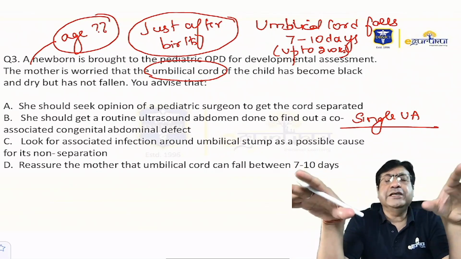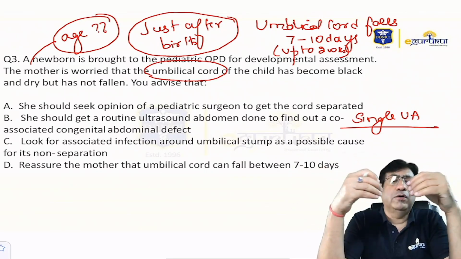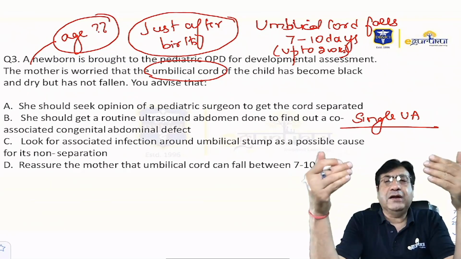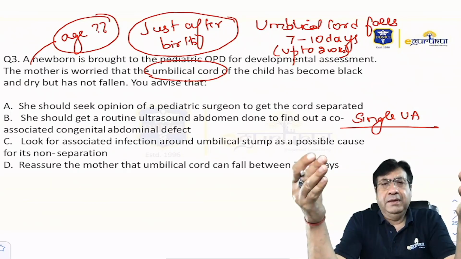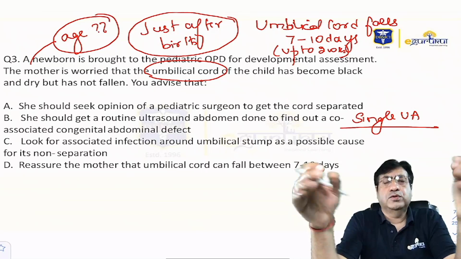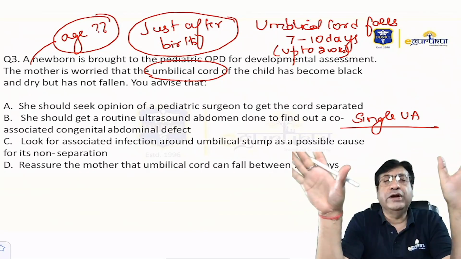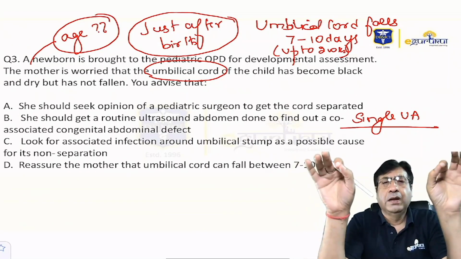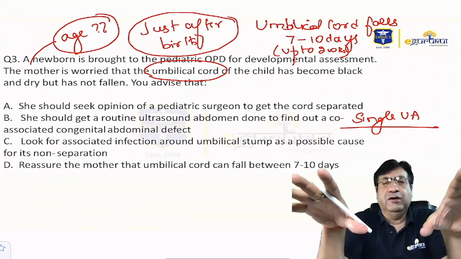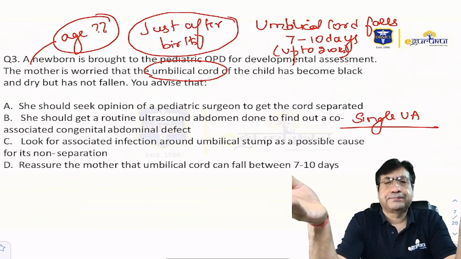Currently, there are no universal recommendations to apply an antiseptic lotion or antiseptic cream at the place where the umbilical cord has fallen, at the umbilical stump. So there is no recommendation that you should routinely apply an antibiotic cream or antibiotic ointment. Just keep that area dry once the umbilical cord has fallen.